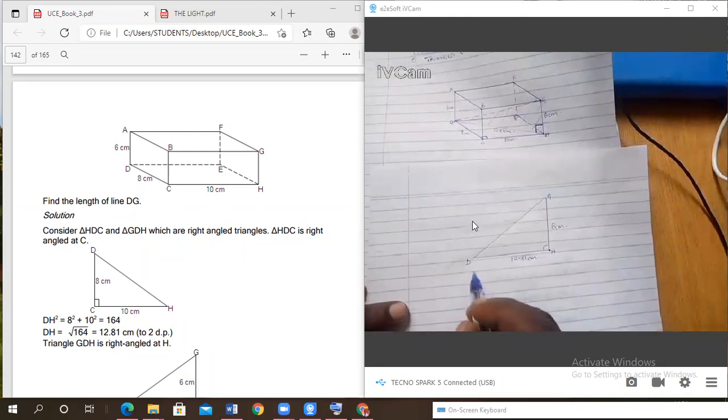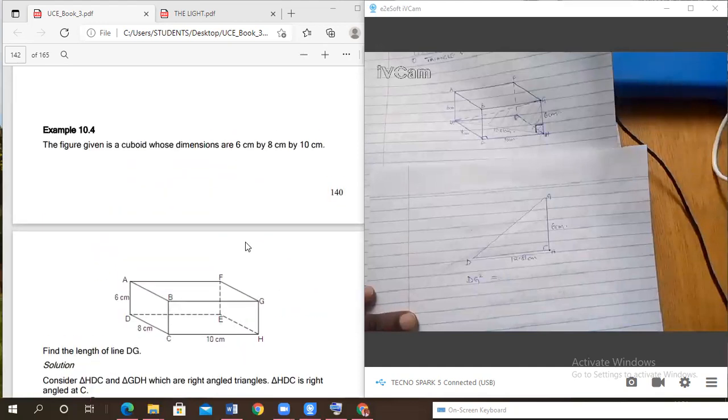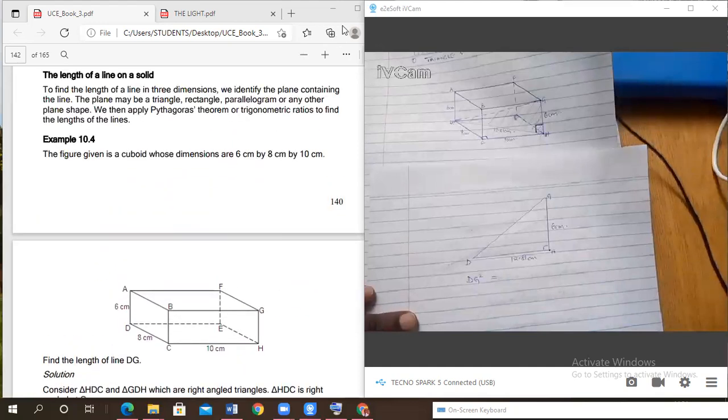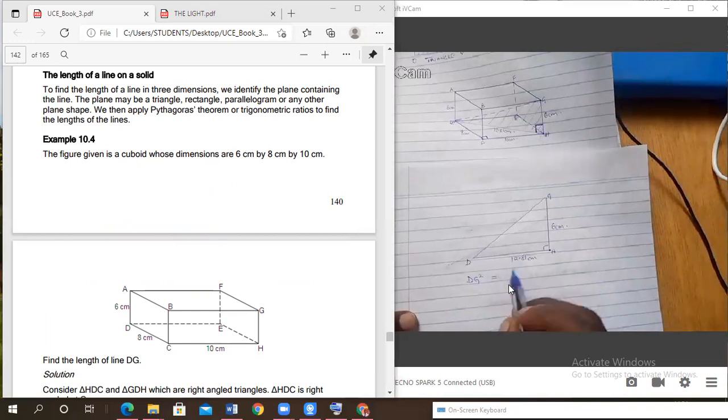So we shall say DG squared equals to, who can tell me? DG squared is equal to? Put up your hand if you know. DG squared is equal to? Esther, proceed. H squared plus DH squared. So Esther, you are going to give us the answer.